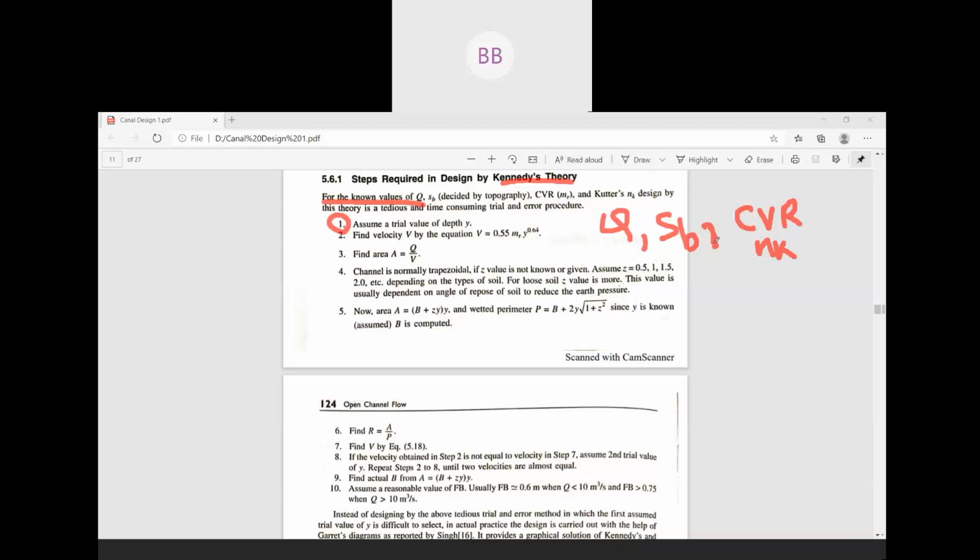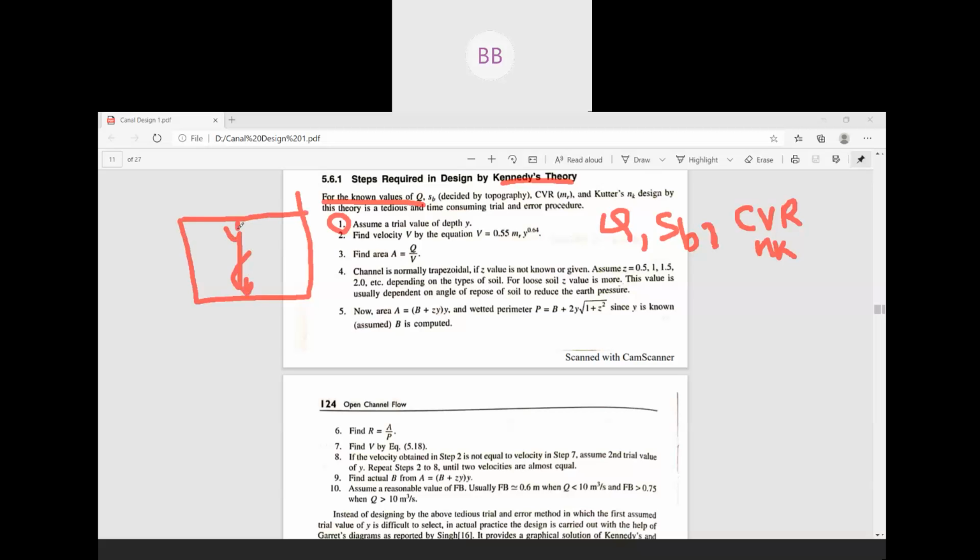Now what we have to do when we design a channel, that means we are going to find out the parameters. One is the maximum depth of the channel.